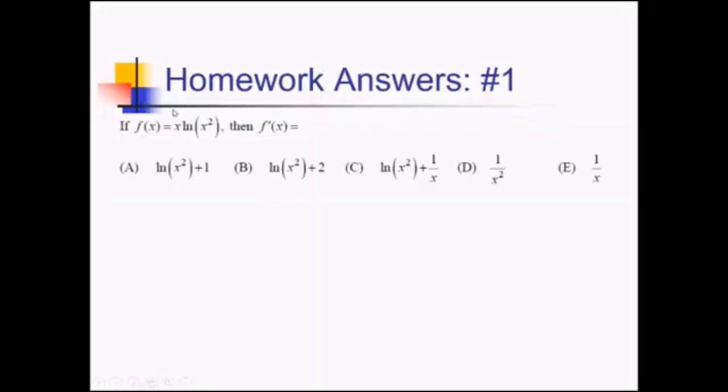On this problem, we're given the function x ln of x squared, and we want to find its derivative. To make our lives a little bit easier, we could use the log pop-out rule to pop this 2 exponent out as a coefficient. So I can put the 2 out here with the x and write this as 2x ln of just x.